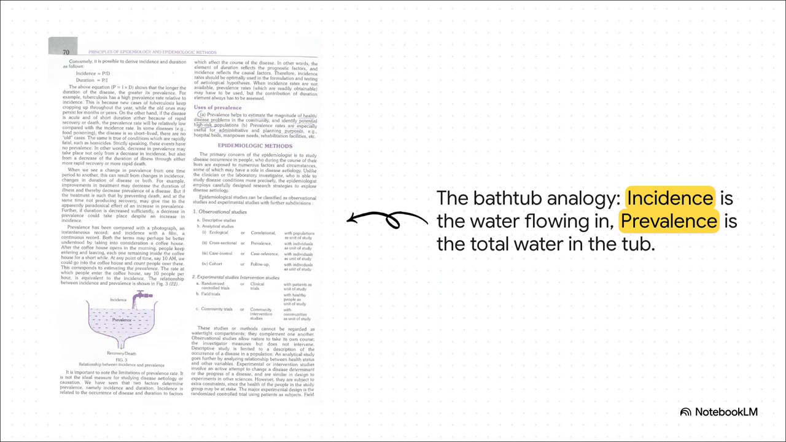And this bathtub analogy makes it perfectly clear. Just think of incidence as the new water flowing into the tub from the tap. Prevalence is the total amount of water that's actually in the tub at any given moment. And of course, when people recover, or sadly pass away, that's like water draining out. It's a super simple but really powerful way to picture the difference.